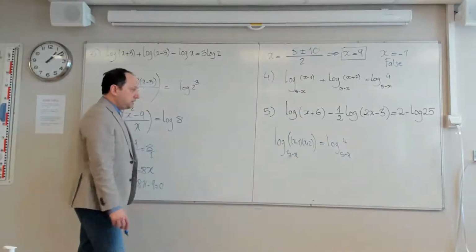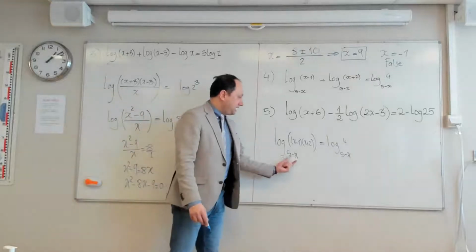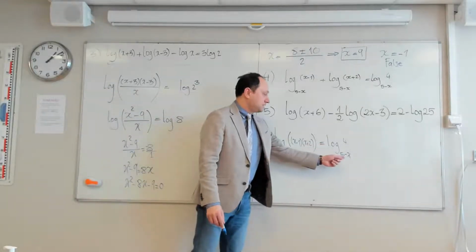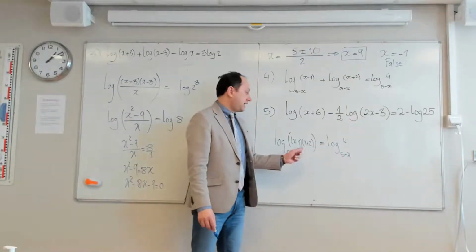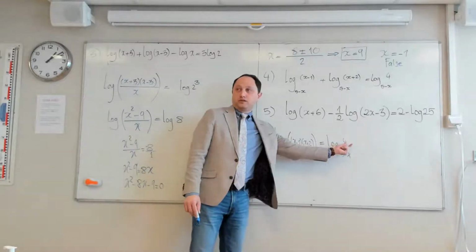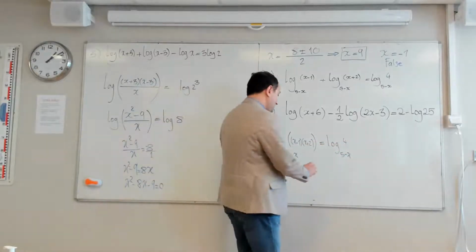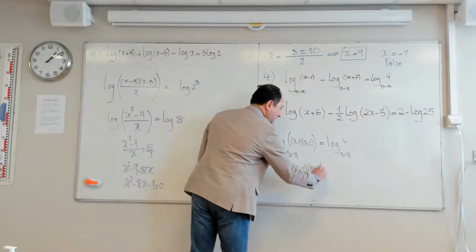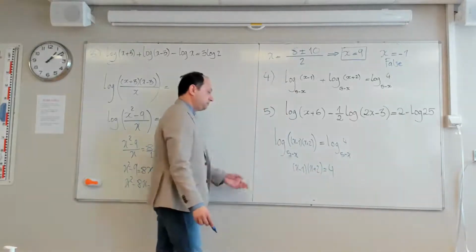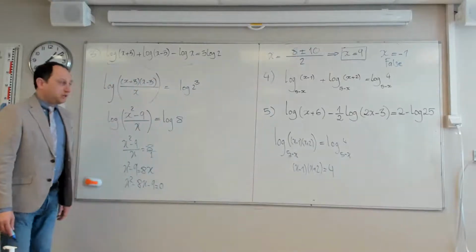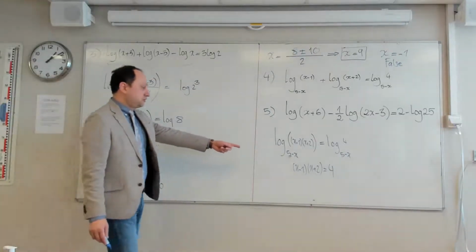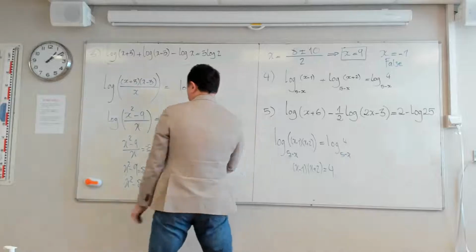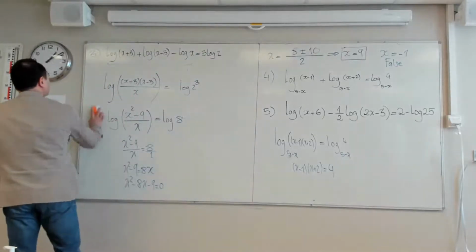Because a log with this base is equal to another log with the same base. This cannot happen unless this one is equal to that one. As simple as that, yes? So I can conclude that x minus 1 times x plus 2 is equal to 4, yes? And then this is a very simple question for you now. So you just solve it and see what happens.